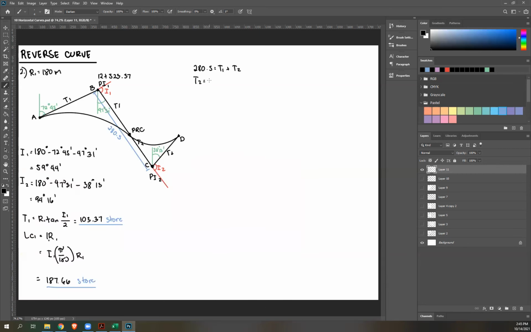It's 177.13. Okay, store that in your calculator. And then from that, we can solve for R2. T2 equals R2 tangent I2 over 2. T2 is this, I2 is this. Please solve what's R2.